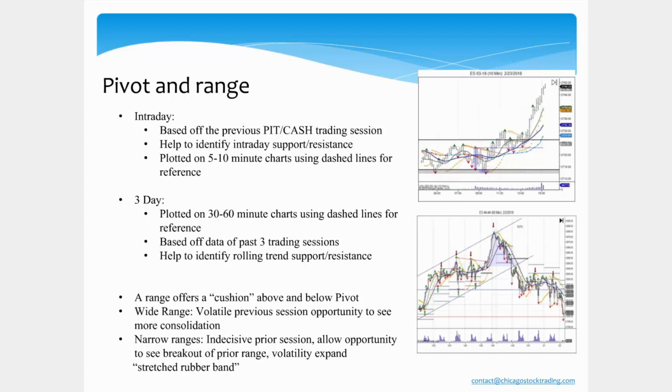So we use a range above and below the pivot, and the range tells us whether the prior day was a volatile session. If it was, the range will be wider. It means we should see more consolidation and/or more chop.